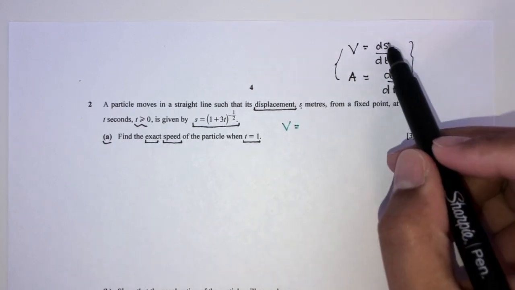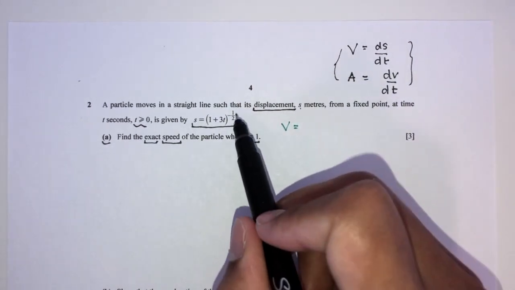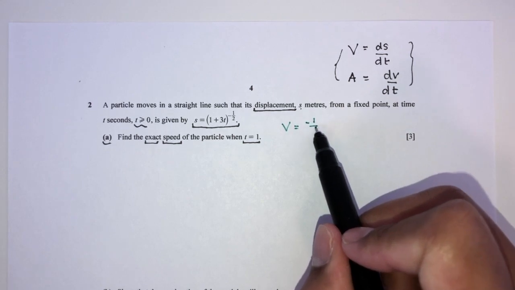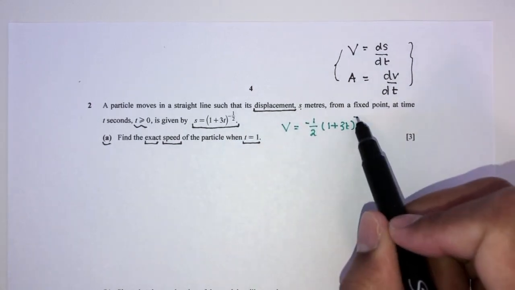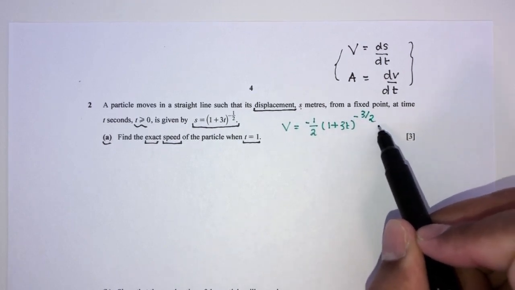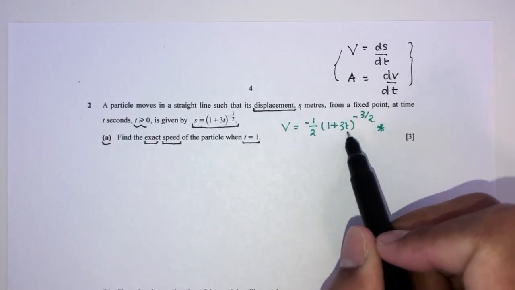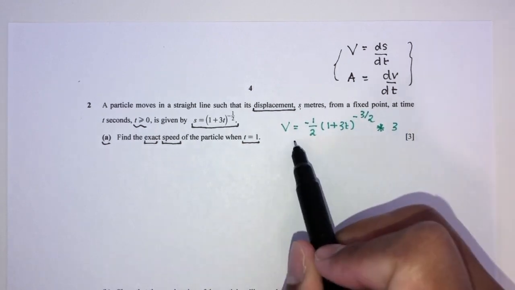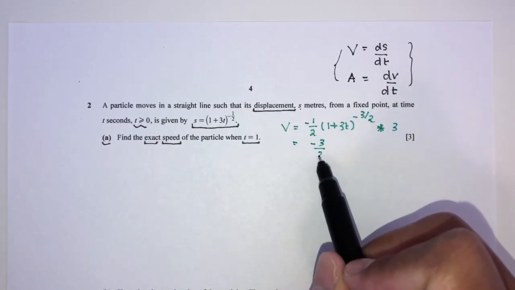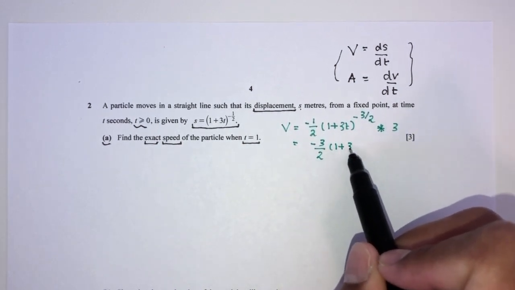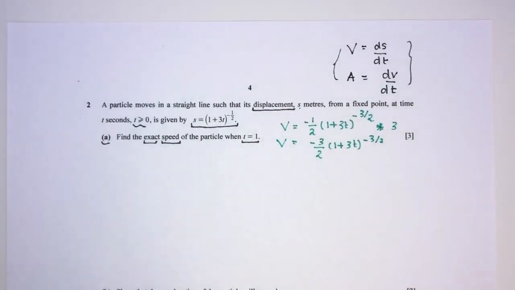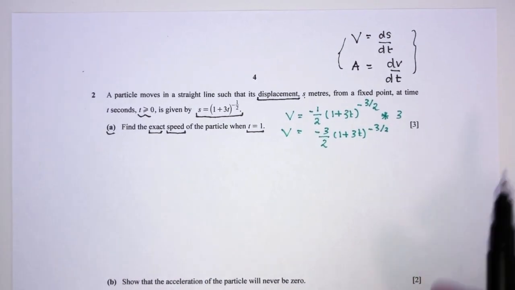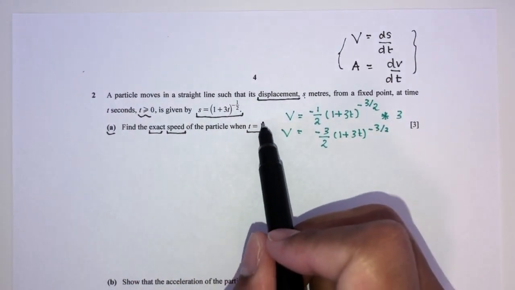That will be ds by dt. So differentiate this one. First multiply by the power, it becomes this. And then obviously minus 1 to the power, that becomes minus 3 over 2. Then multiply by d by dt of the value inside, that will be 3. That will be minus 3 over 2, (1 plus 3t) to the power of minus 3 over 2. That is your value for v. Now, obviously you can simplify if you want to. It's up to you. We just have to find the exact speed at time equal to 1.